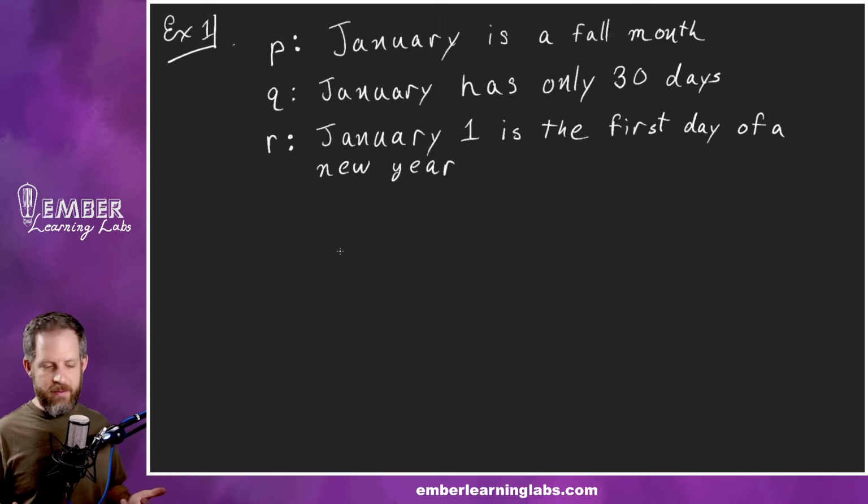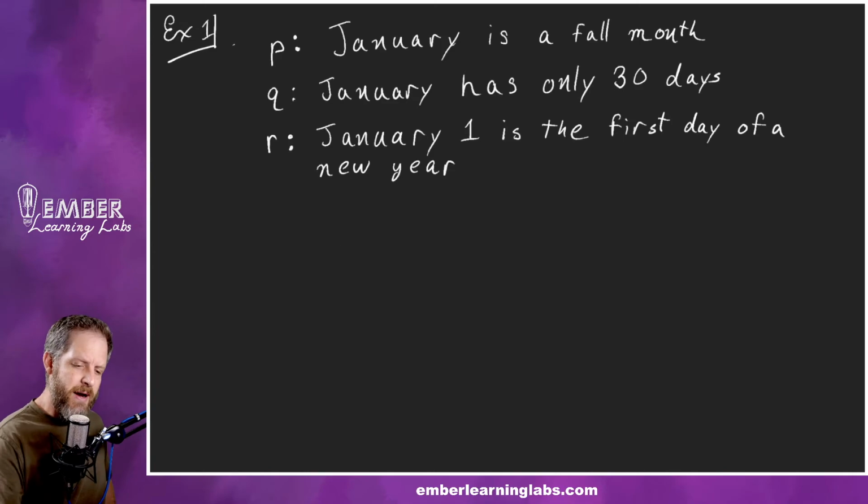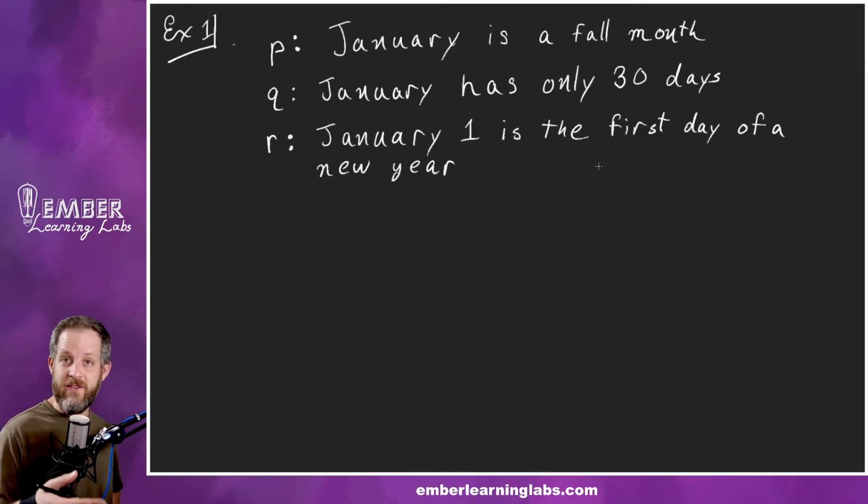So we're going to have example 1, part A, part B, and part C. It can be helpful to start out by looking at it and figuring out the truth value of the individual statements first. So let's go through and do that. The first one, January is a fall month. That is a false statement, right? Because January is a winter month, and so that is a false statement.